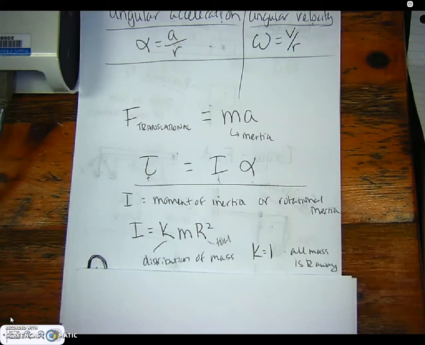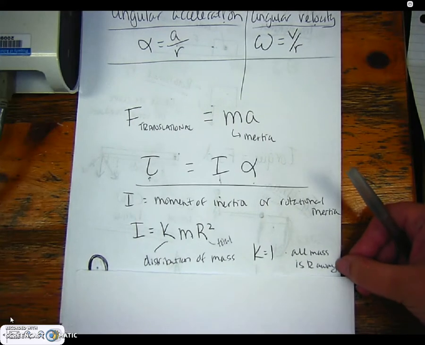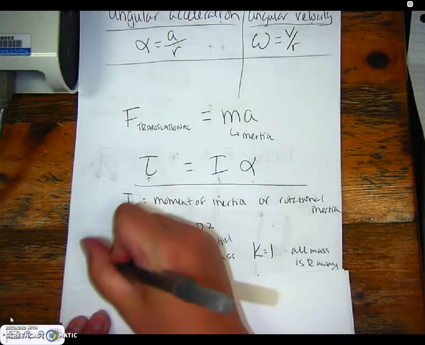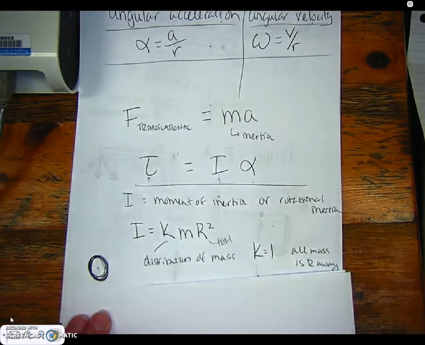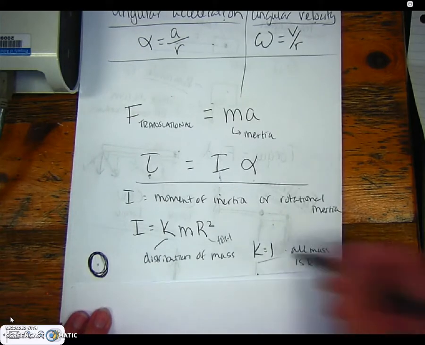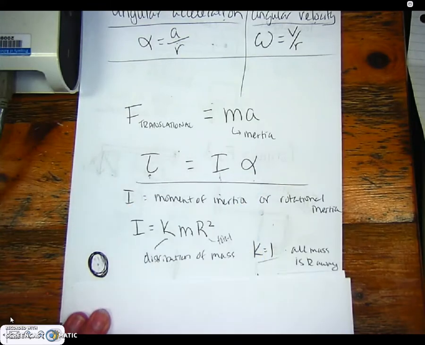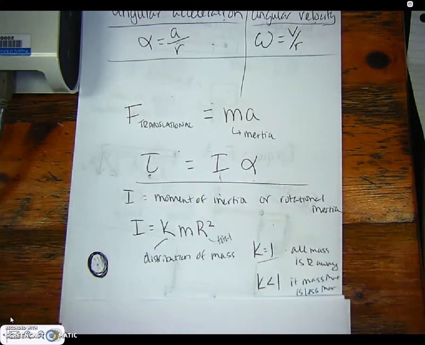So whether you're a hoop, or a disc, or a sphere, or a cylinder, all of those different things are going to have a different k. If k is equal to 1, that means that all of the mass in the object is 1 radius away. So if all of the mass were right here on the outside. So you need to know that k. If the mass is at all distributed on the interior of something that's a circle, then we just need to know that k is something less than 1, right?